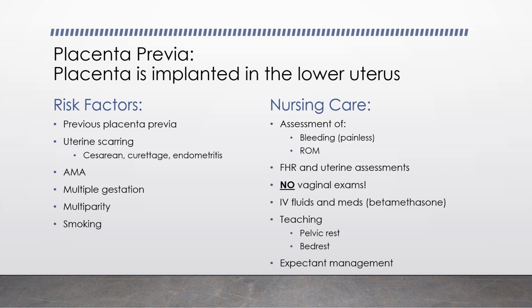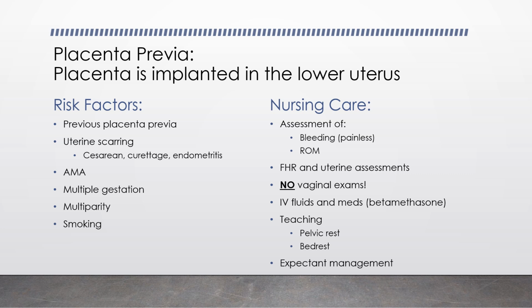The next complication of pregnancy is placenta previa, and that just means that the placenta is implanted in the lower uterus. And you can see some risk factors on the left-hand side. You would want to assess for bleeding. Now think about this. The placenta is in the lower uterus. It could be just the edge that's near the cervical opening. It could be that it's partially blocking the opening, or it can be completely blocking the opening.